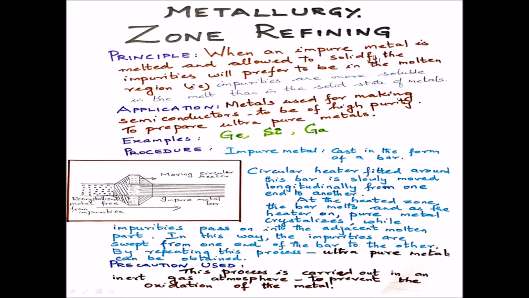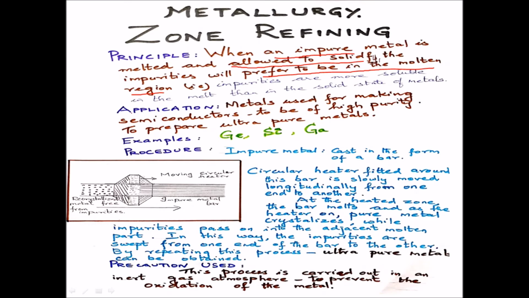The principle behind zone refining is when an impure metal is melted and allowed to solidify, the impurities will prefer to be in the molten region. That is, the impurities are more soluble in the melt than in the solid state of the metals.